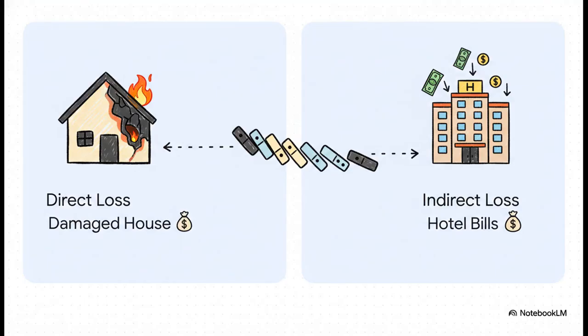But it gets a little more detailed here, because losses really come in 2 flavors. First, you have the direct loss. That's the obvious stuff, the physical damage to the house itself. But then, what about the fact that Alex has to pay for a hotel for 3 months while the house is being rebuilt? That's an indirect loss, sometimes called a consequential loss. It's a financial consequence that happens because of the direct damage.